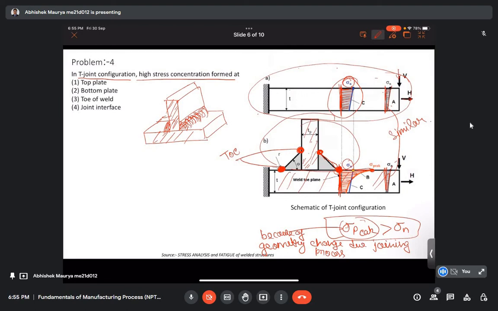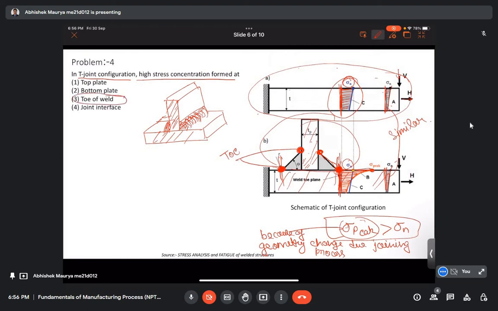So the abrupt change of cross section happens near the toe, therefore we are getting a higher stress value, and this point is called the stress concentration point. If we keep on applying the load, the component will fail. It is most probable to fail near these two points, here and here. So the correct answer for this problem is the toe of the weld.